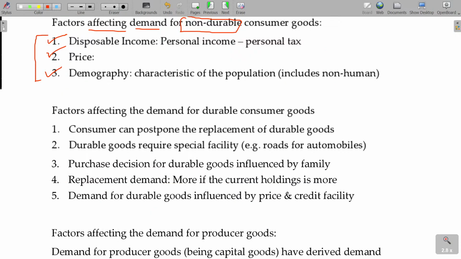Demography. These are the 3 reasons. Factors affecting the demand for durable consumer goods.